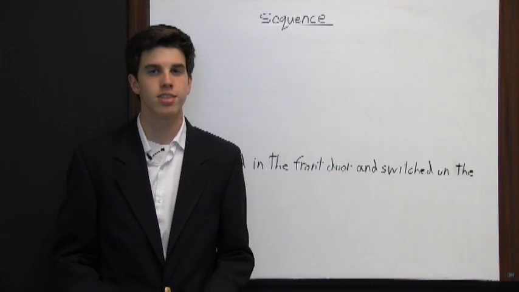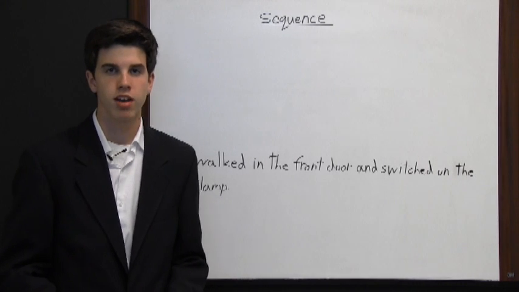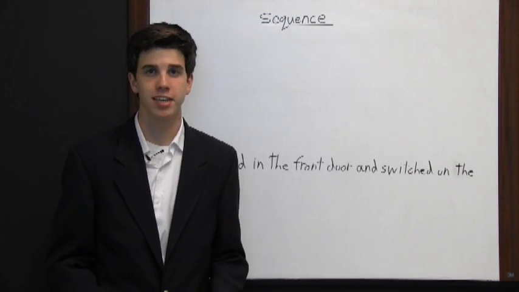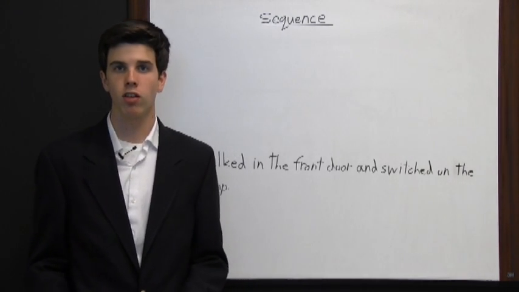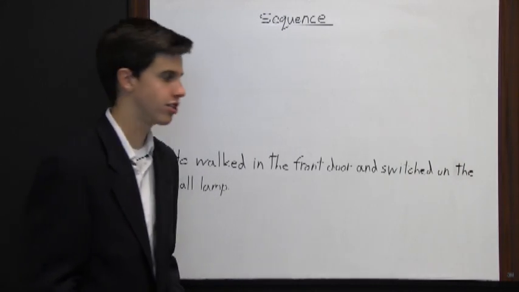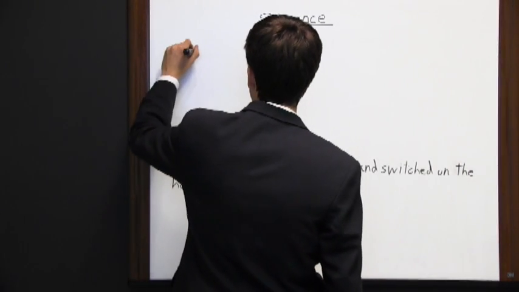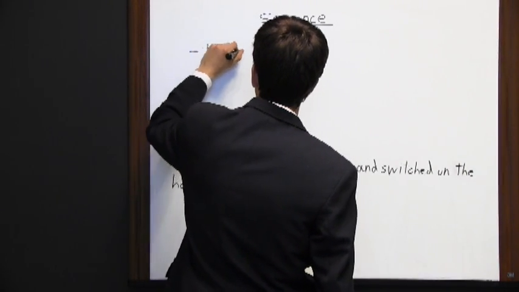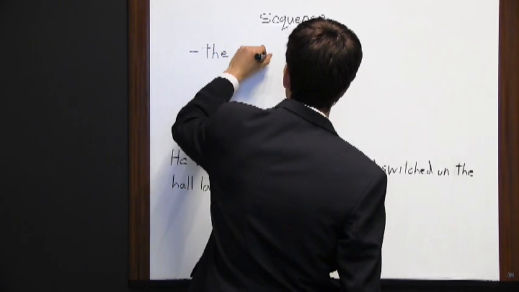A sequence is the order in which things happen. So it's important that a reader be able to identify the sequence so they can follow along with what is happening in the passage. So a sequence is basically the order in which things happen, or the order of events.